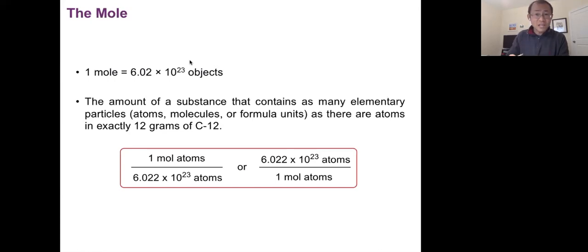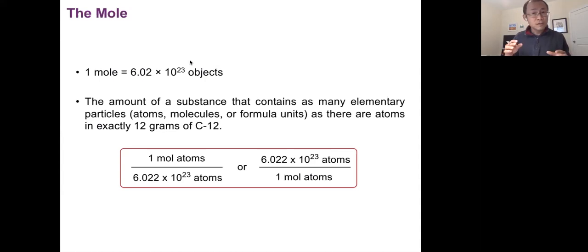1 mole of anything equals 6.02 times 10 to the 23rd of anything. 1 mole of balls equals 6.02 times 10 to the 23rd of balls. 1 mole of atoms equals 6.02 times 10 to the 23rd of atoms. So keep that in mind: the mole is nothing but a number. It's just a large number. How large? 6.02 times 10 to the 23rd.